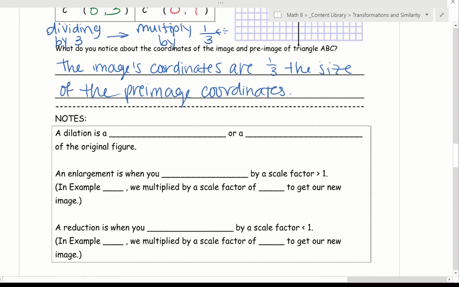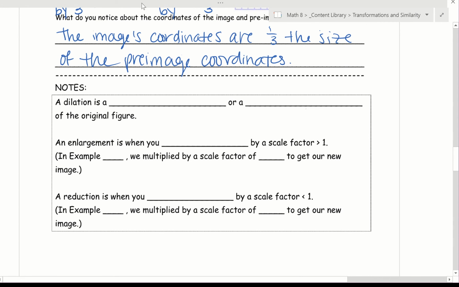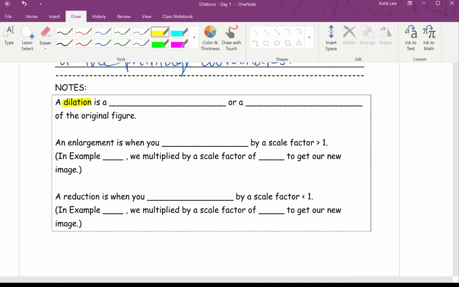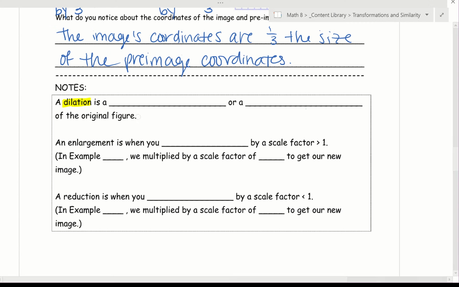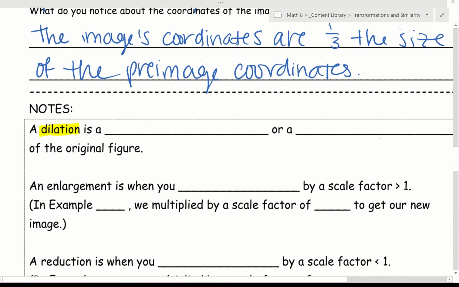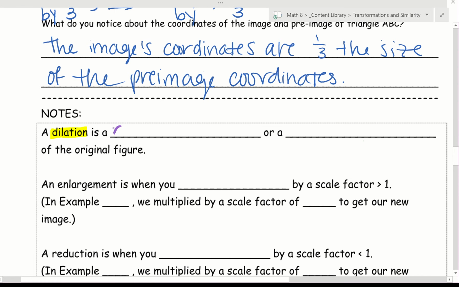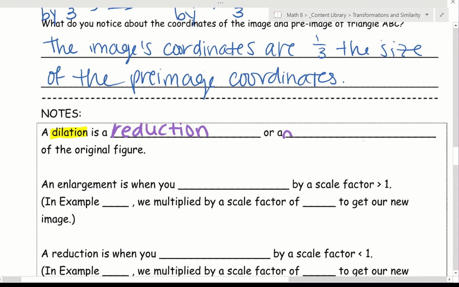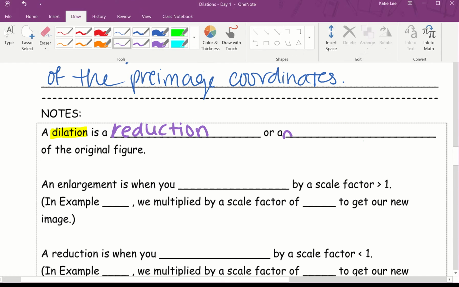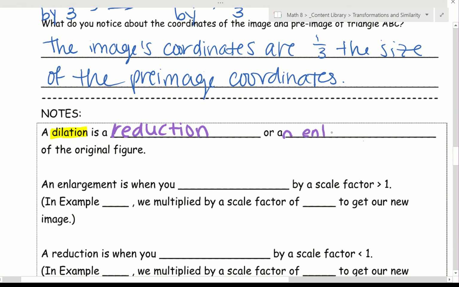Okay. So a dilation, we're talking about dilations now. This is our new vocabulary word. It's another type of transformation, the last one we're going to learn about. I'm going to pick a pretty color. Let's pick purple. Okay. A dilation is a reduction or an enlargement of the original figure.